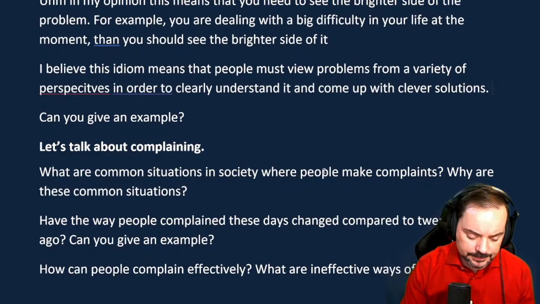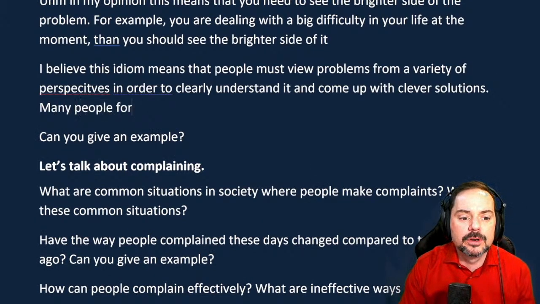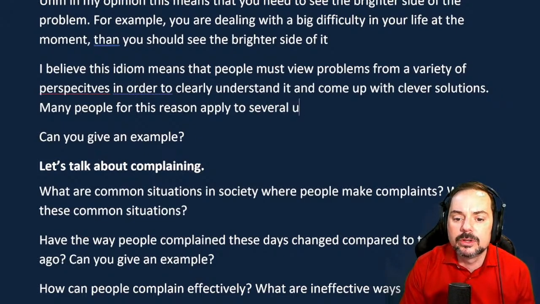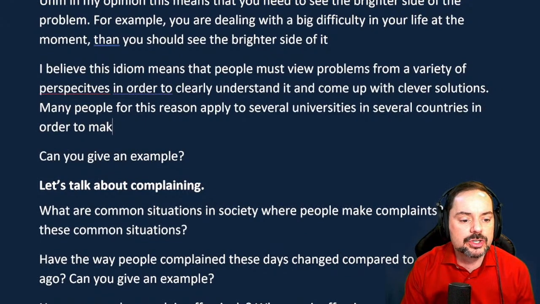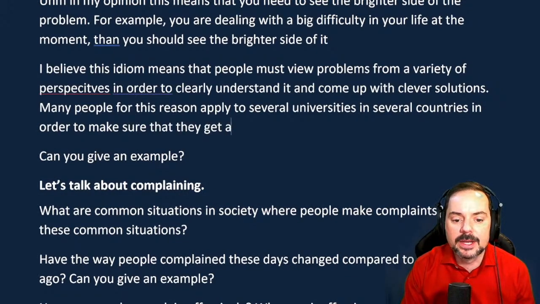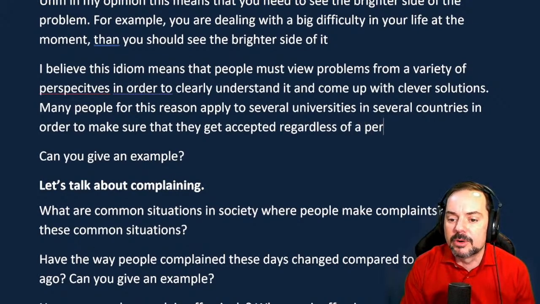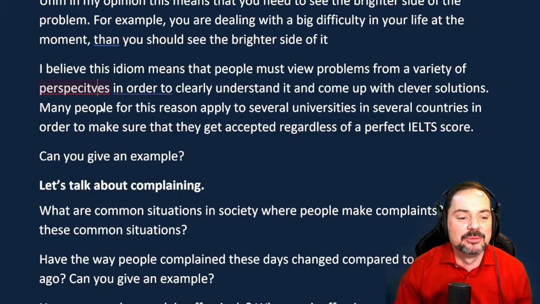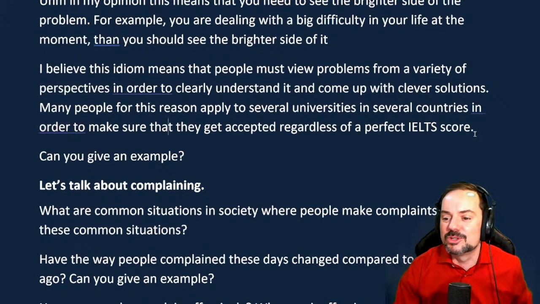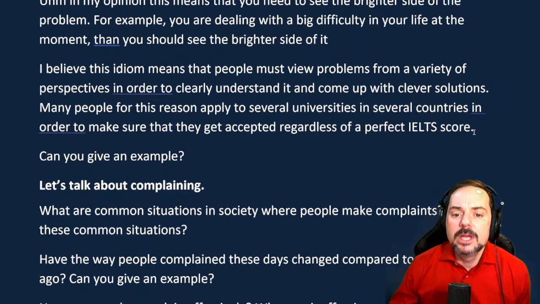Many people, for this reason, apply to several universities in several countries in order to make sure that they get accepted regardless of a perfect IELTS score. Okay, so kind of using a little bit of your approach to the example. Okay, so here we go.